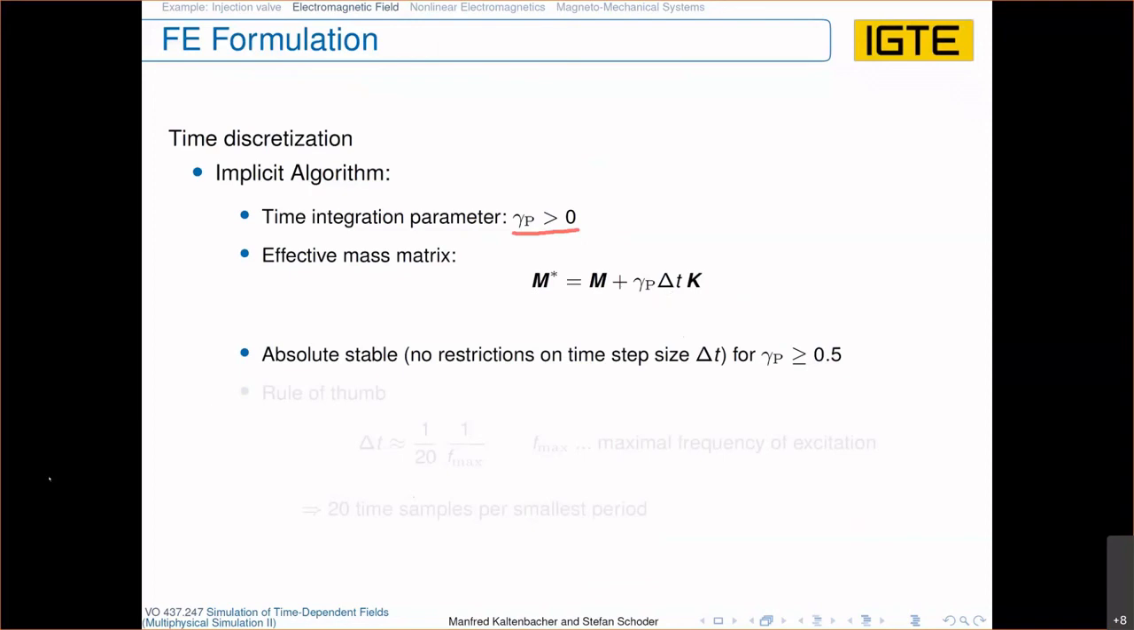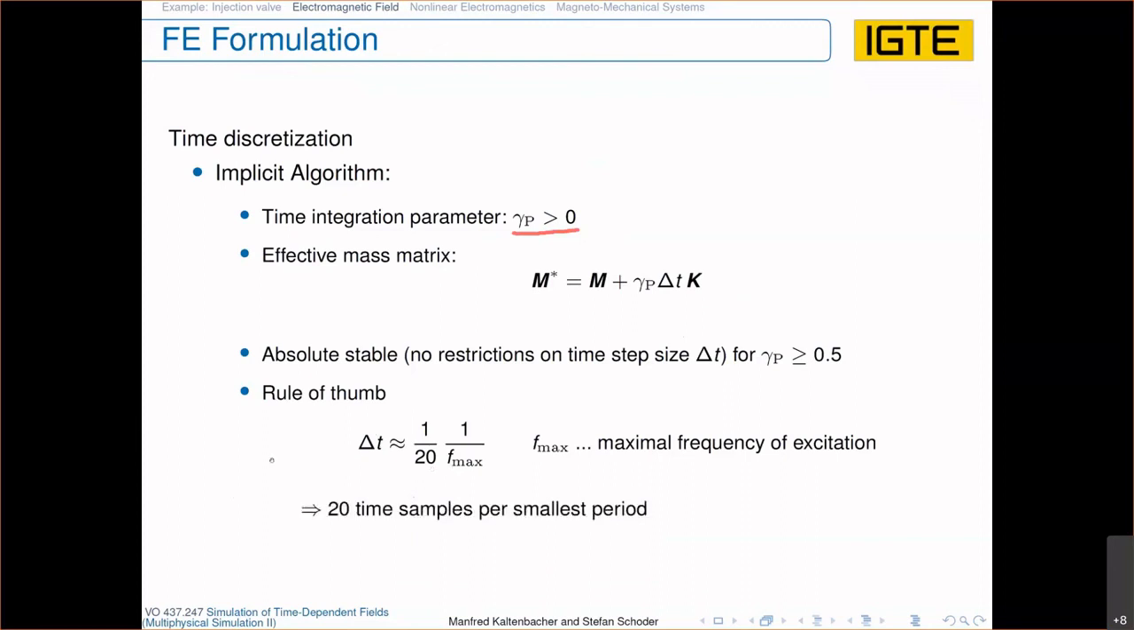The rule of thumb is the standard rule for all partial differential equations. In this sense, you look at your excitation. In our case, it's the current density, which could be any function of time. You compute the maximum frequency within your excitation and take about 20 time samples per smallest time period defined by the maximum frequency. And for this case, you get delta t. Okay, so this you should know.